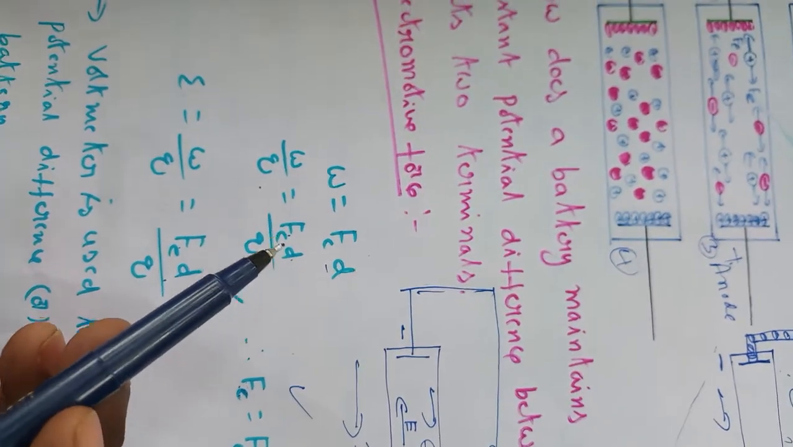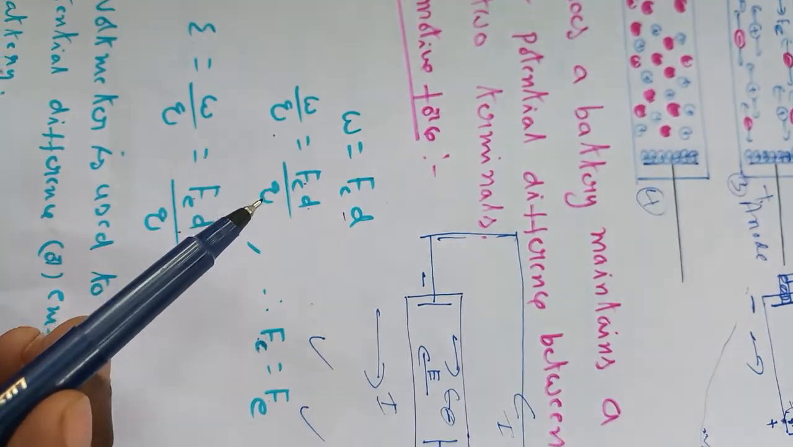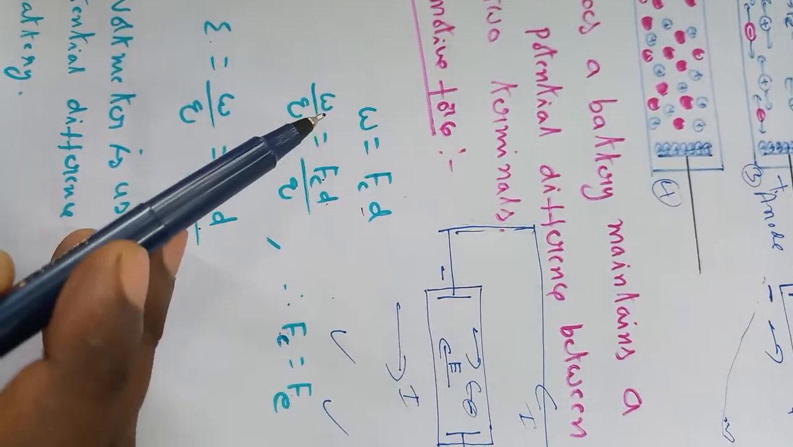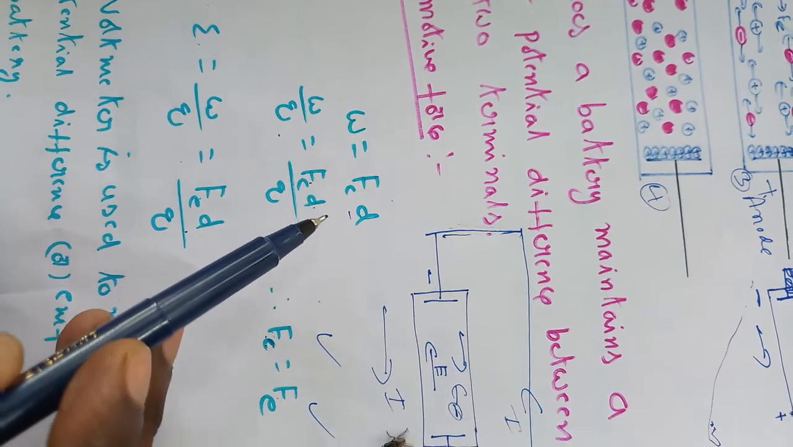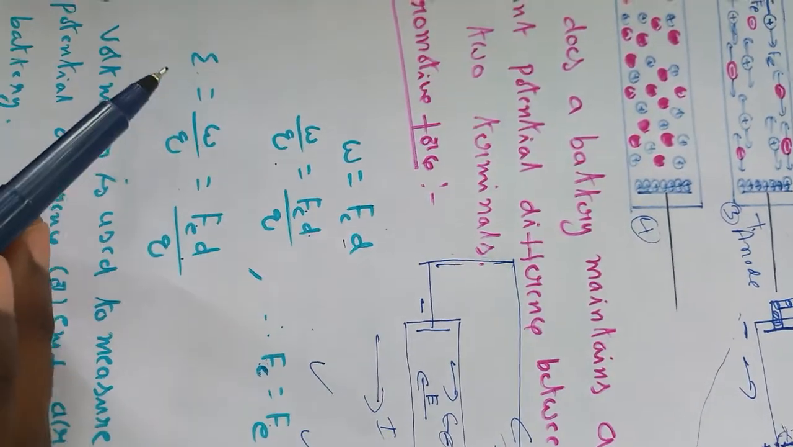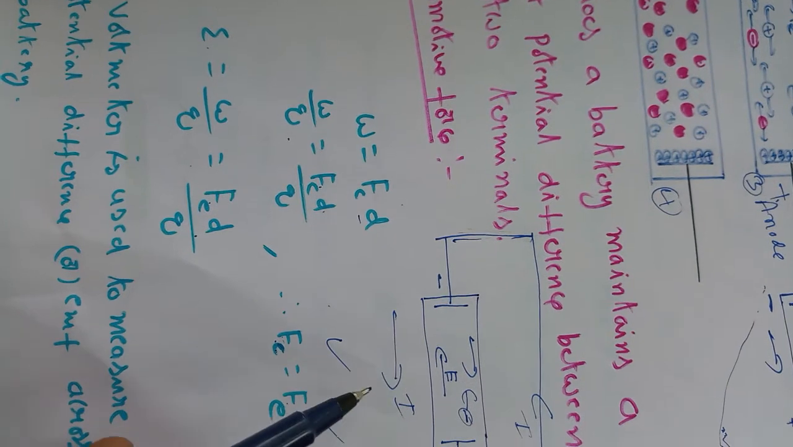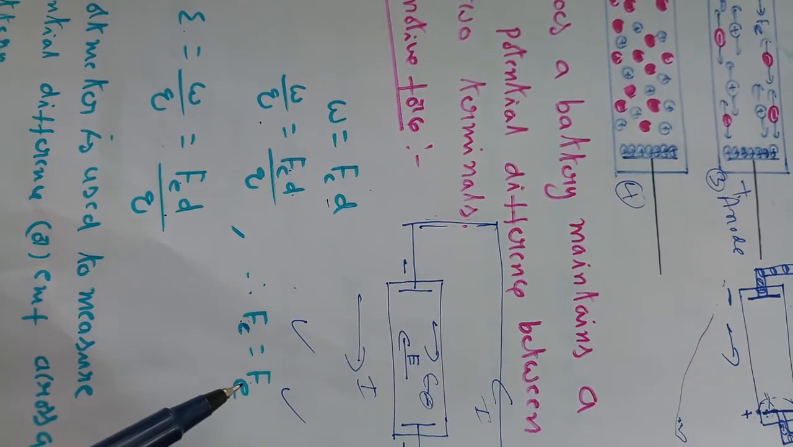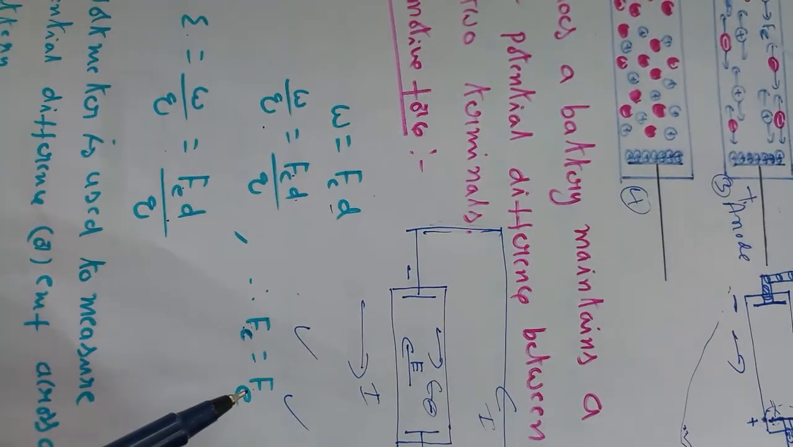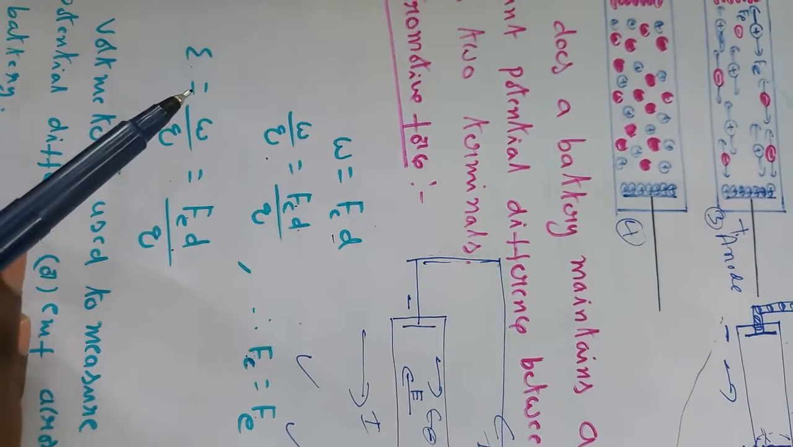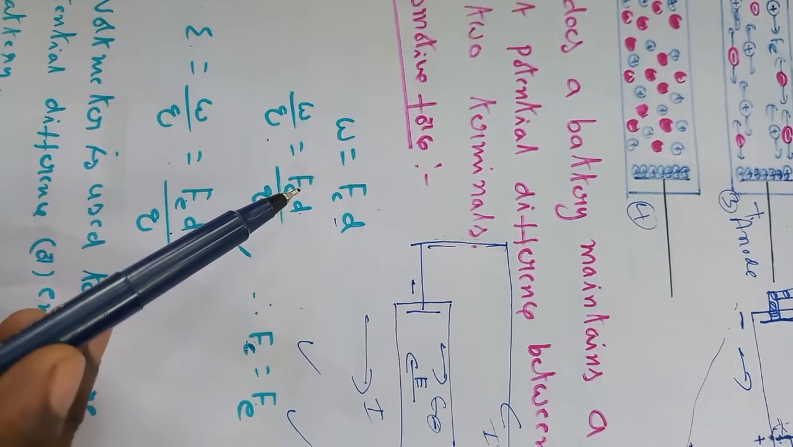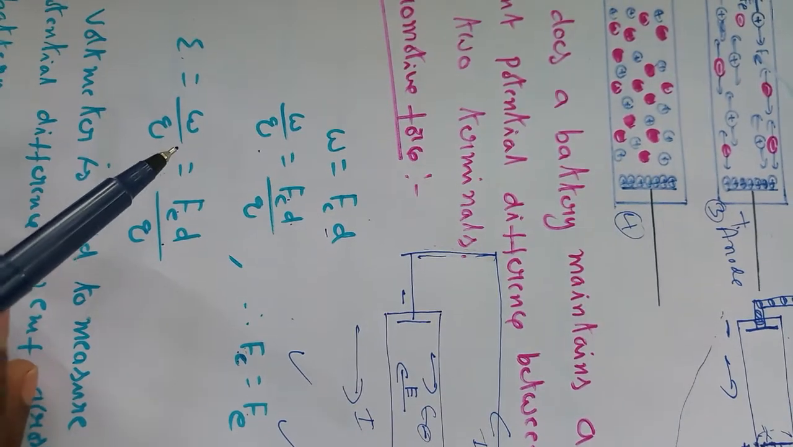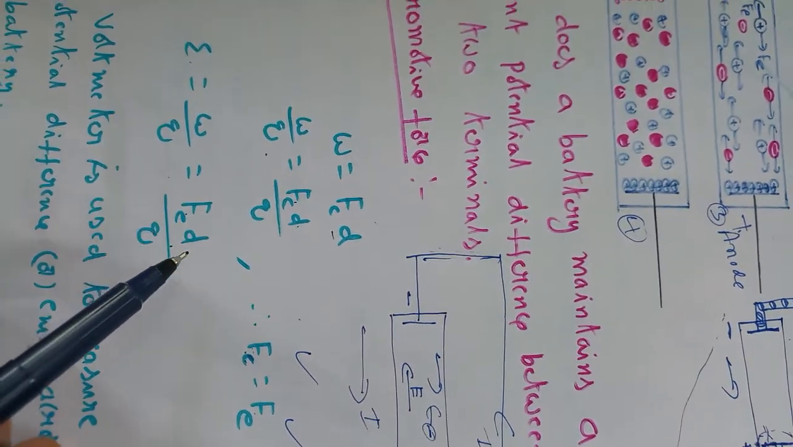Now the work done to move a unit negative charge from high potential to low potential is W by Q, that is equal to FC d by Q. Now EMF, we already know. The chemical force applied must be equal to the opposing electric force, so FC is equal to FE. So E is equal to W by Q. In the place of FC, I am writing FE. E is equal to W by Q is equal to FE d by Q.